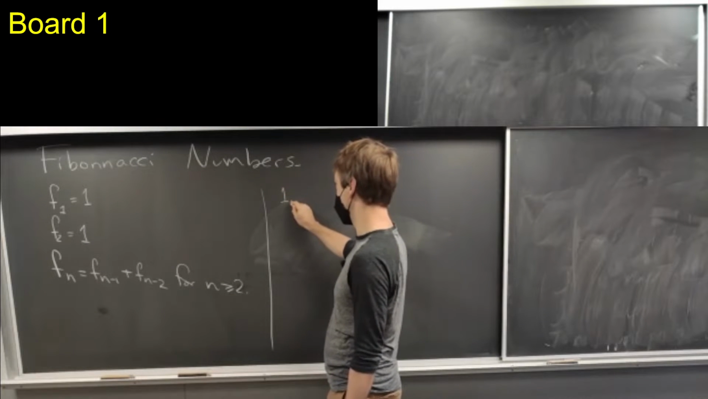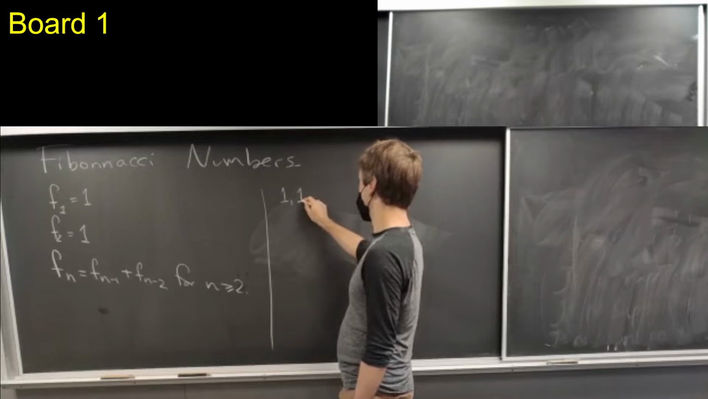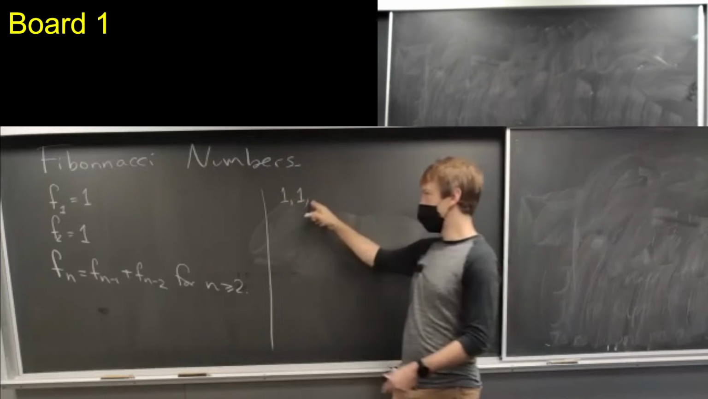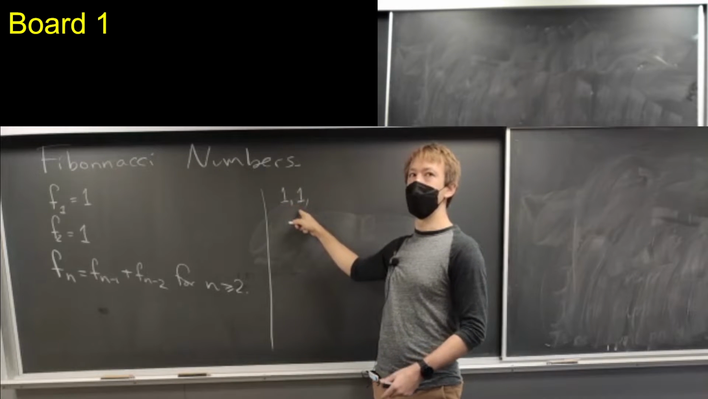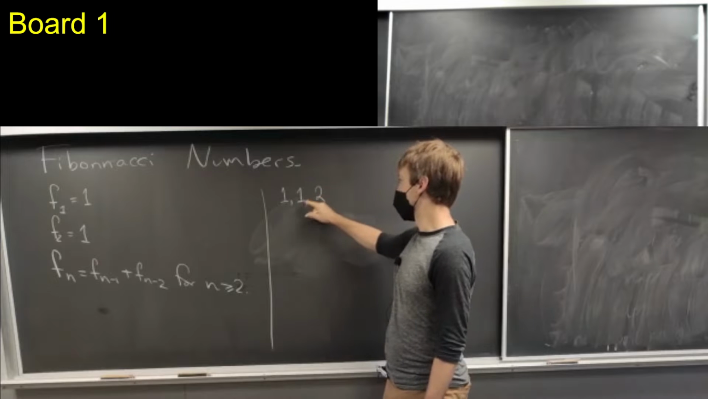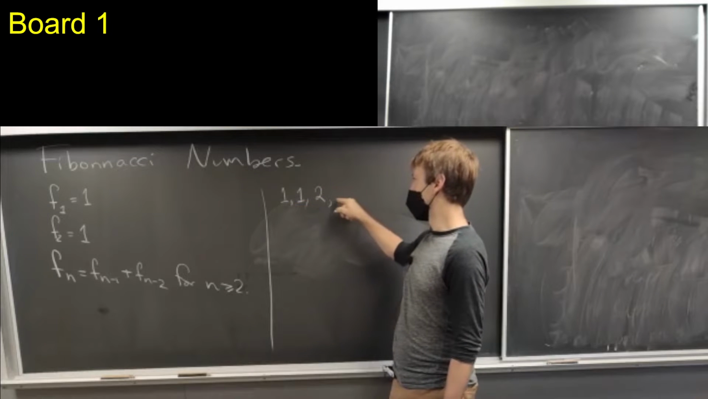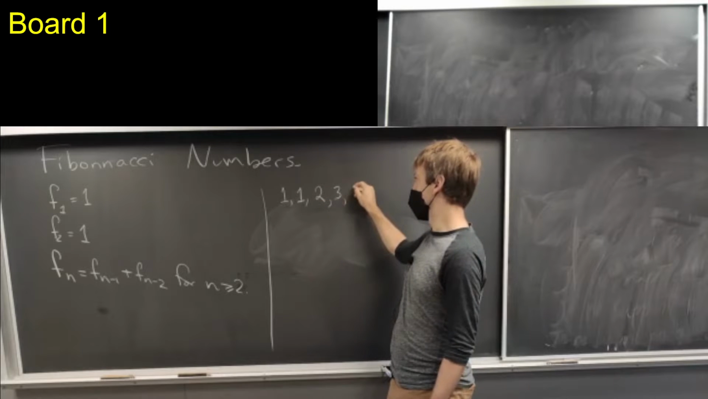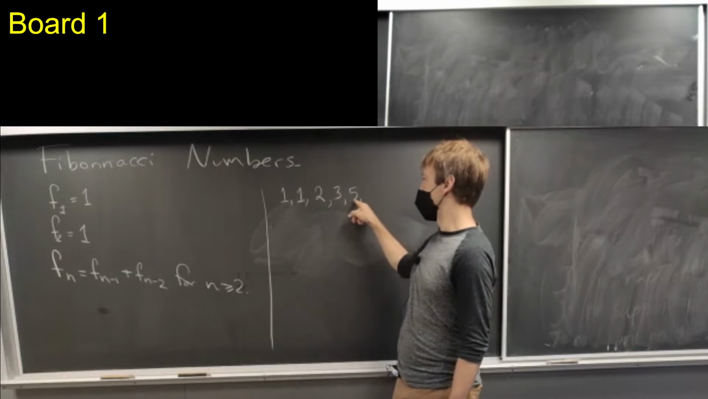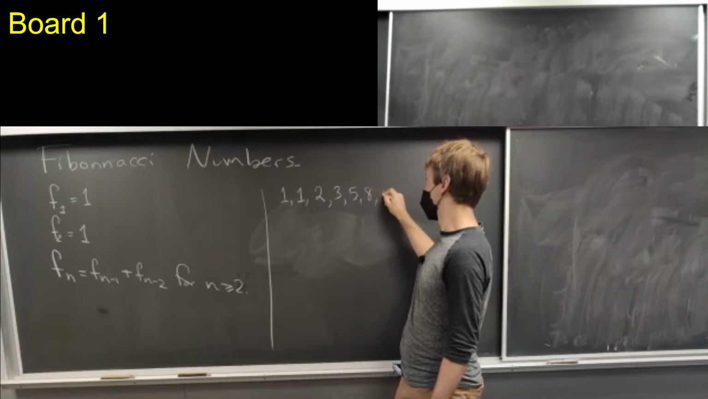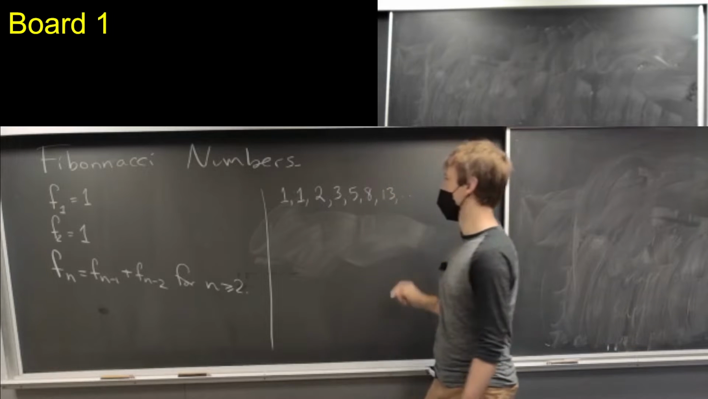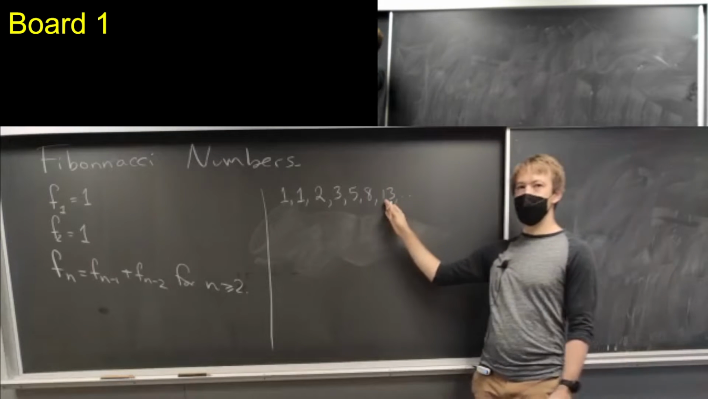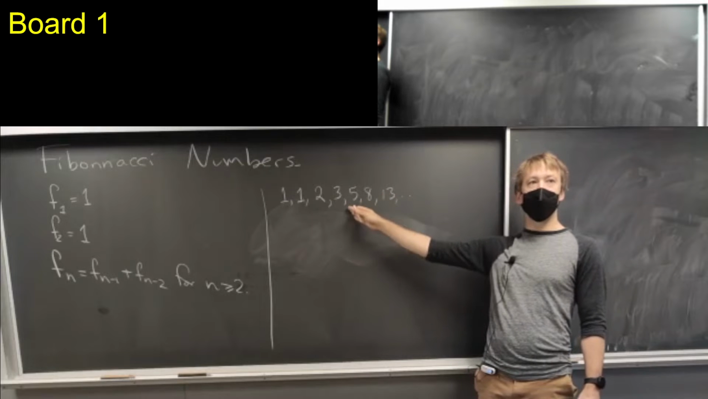the numbers 1 and 1, right? And then each term is the sum of the previous two numbers. So 2 is 1 plus 1. The next one is 3 because it's 2 plus 1. 3 plus 2 is 5. 5 plus 3 is 8. 13, and so on. So to get the next number in the sequence, you add up the two previous numbers.